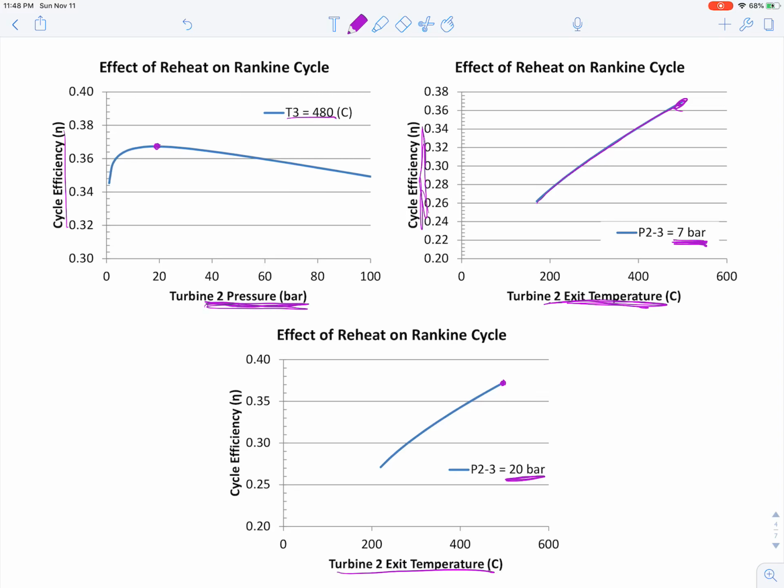So in your projects, you're going to have to consider a lot of different levers, so to speak, that you can manipulate to improve the performance of your cycle. We want to produce the greatest amount of work output, and we also have to stay within the realms of reality as we know it, in terms of what pressures are valid, what temperatures are valid, and then also new information we've been learning, such as turbine quality being 90% or greater at the exit.